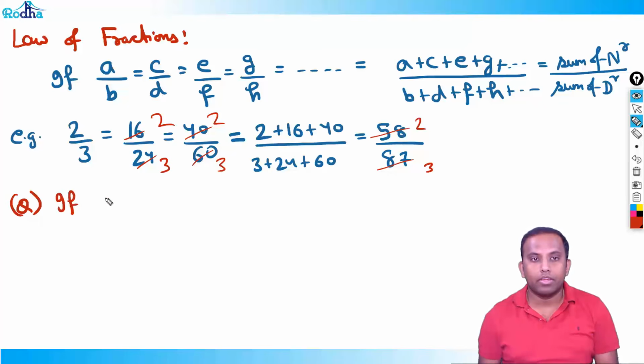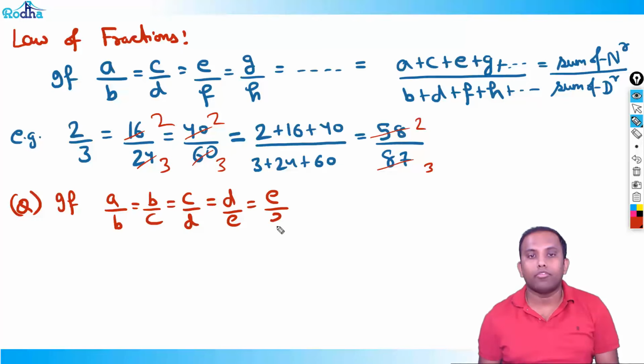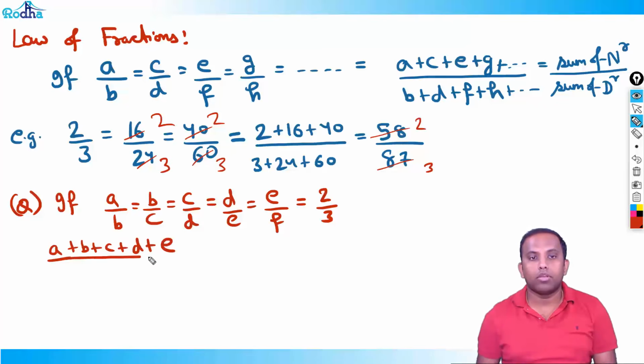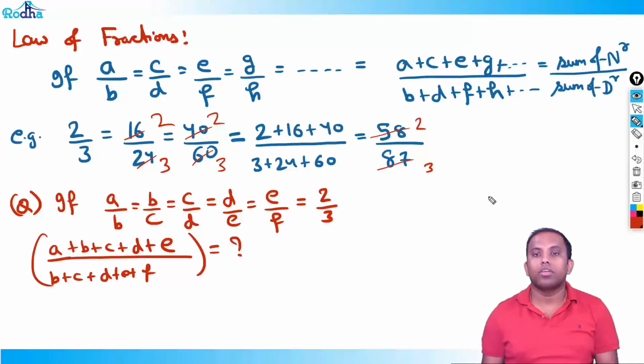If a by b is equal to b by c, right, is equal to c by d equal to d by e equal to e by f is equal to 2 by 3, then find the value of a plus b plus c plus d plus e upon b plus c plus d plus e plus f. What is the value of this, right? This is the question. So simple one, right?